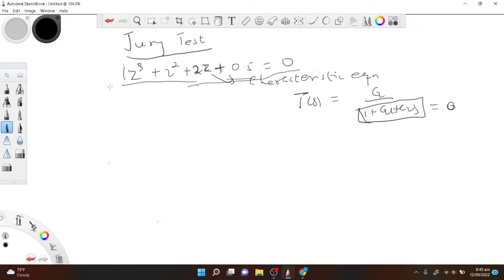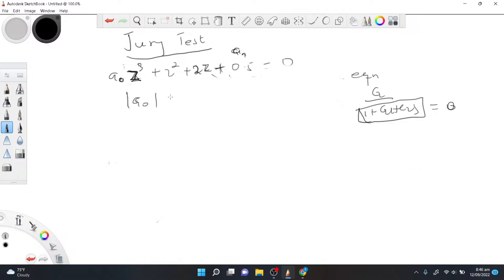So jury test, the first thing you check is the coefficient of the highest power of z. In class you called it A0, so I'm calling it A0 here. And then you compare it to the last value you called AN. The magnitude of A0 must be greater than AN. That's the first test. If it's satisfied, go on to the second test.